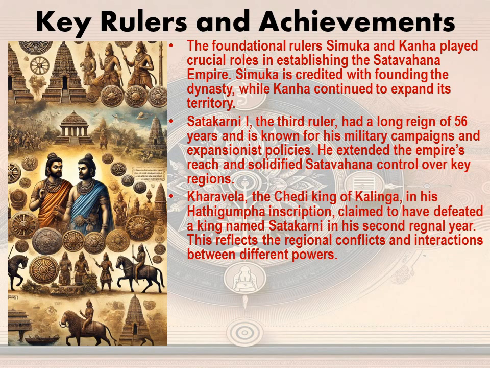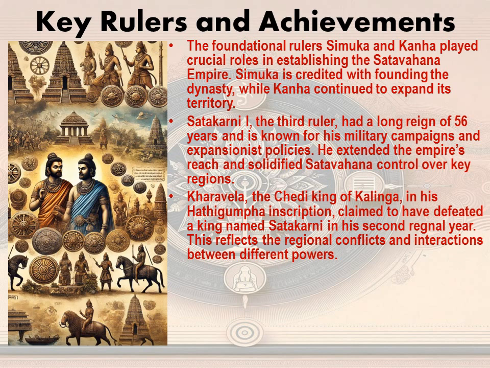Kharavela, the Chedi king of Kalinga, who was based at Bhubaneswar, in his Hathigumpha inscription, claimed to have defeated a king named Satakarni in his second regnal year. So, Kharavela is a king from Orissa and he is from the Chedi dynasty. His Hathigumpha inscription is very famous. If you want to know more about King Kharavela, then please go through his video where I have discussed in detail the source of the Hathigumpha inscription.